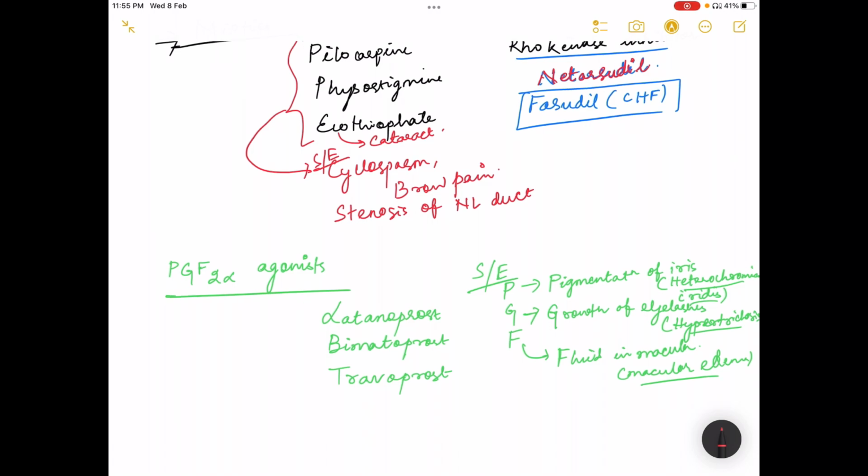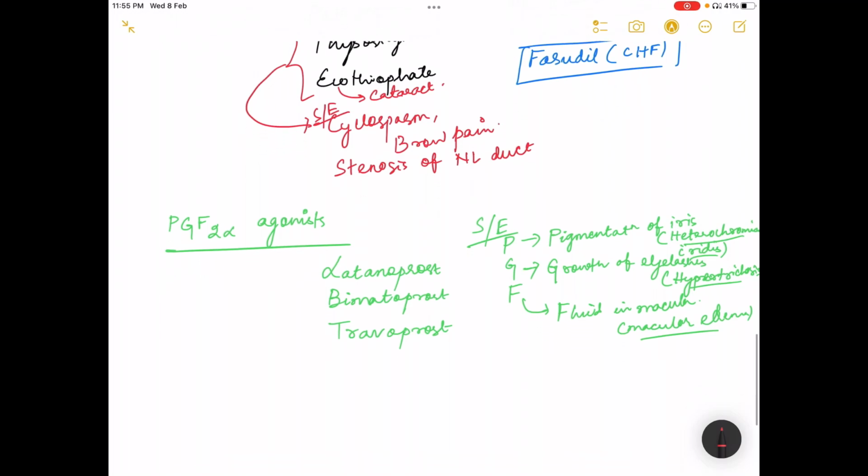And we have other drugs which increase the outflow, the PGF2 alpha agonists: latanoprost, bimatoprost, and travoprost. The side effects of PGF2 alpha agonists you can remember by PGF. P is for pigmentation of iris, also known as heterochromia iridis. G is for growth of eyelashes, that is hypertrichosis, and F is fluid in macula, or macular edema.